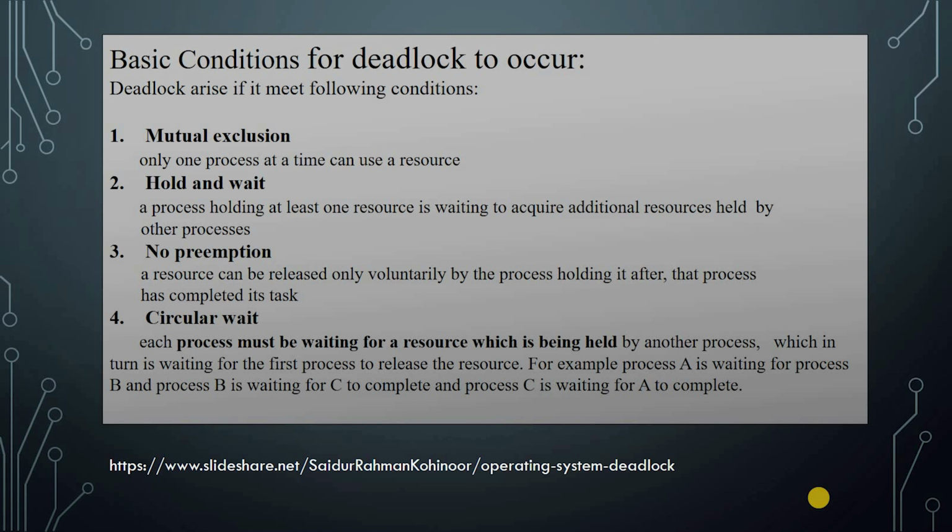Fourth, circular wait: each process must be waiting for a resource which is being held by another process, which in turn is waiting for the first process to release the resource. For example, process A is waiting for process B, process B is waiting for C to complete, and process C is waiting for A to complete.